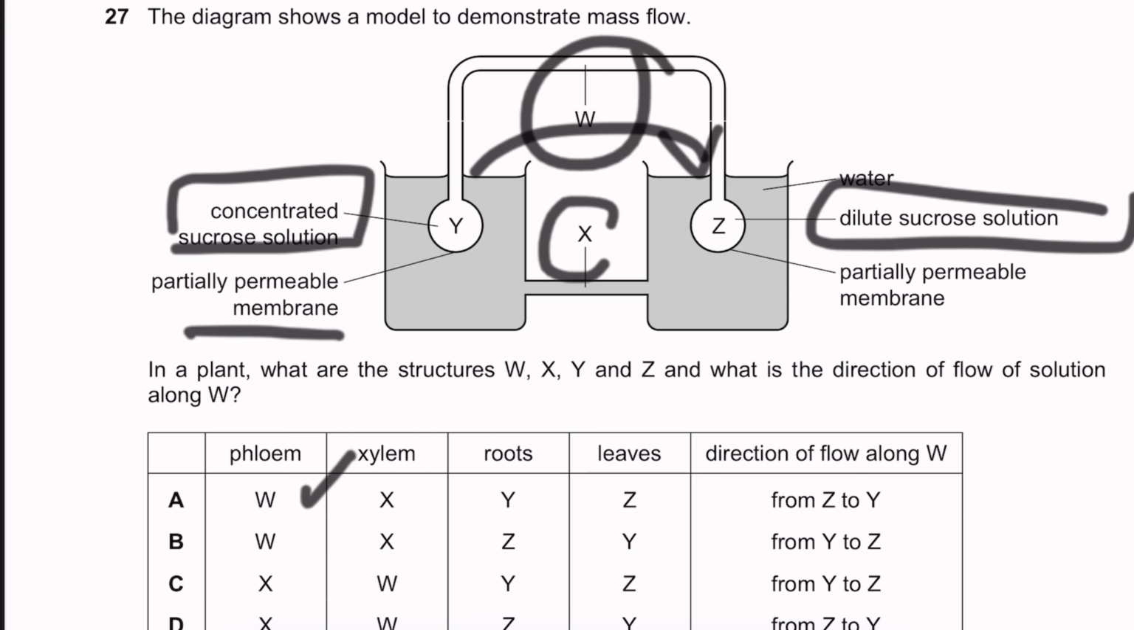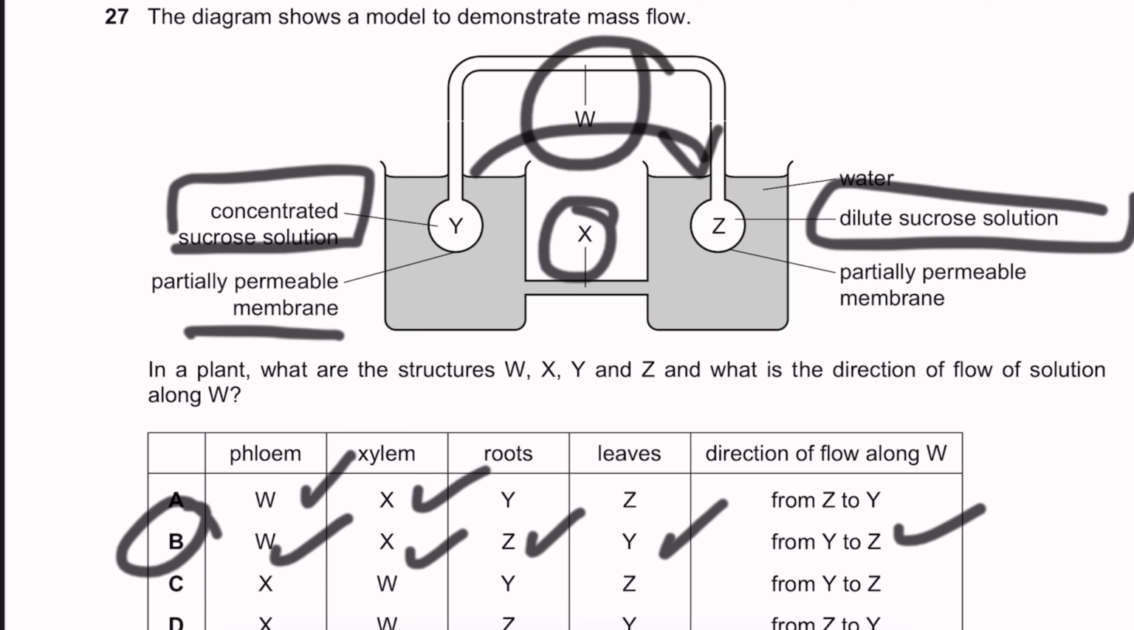The xylem is going to be X because the water is going to be moving across the xylem, okay? And then roots are going to be Y. Well, let's see. Concentrated sucrose solution actually is going to be at the leaves, not at the roots, because the roots are just absorbing water and stuff and not making sucrose. Sucrose is going to be made from glucose, which is formed by photosynthesis at the leaves. And so Y is the leaves, roots is Z, and here we have W and X, and direction is from Y to Z, as I mentioned, as letter B.